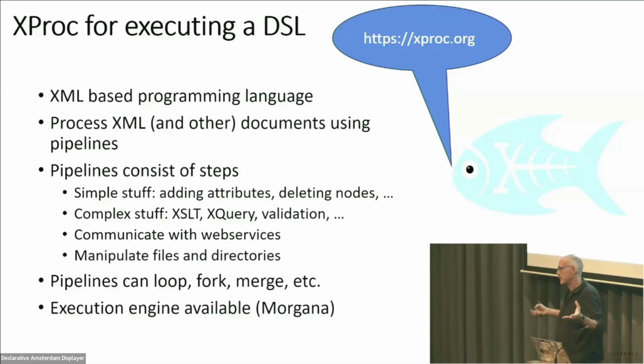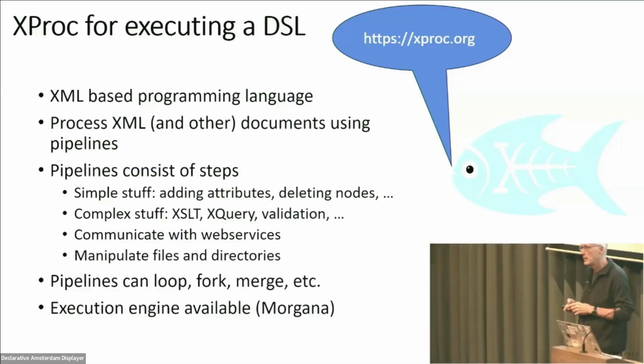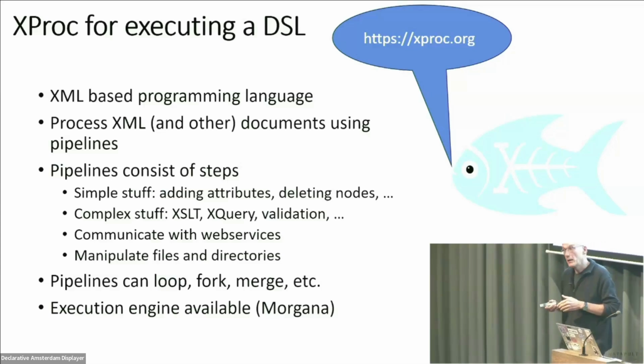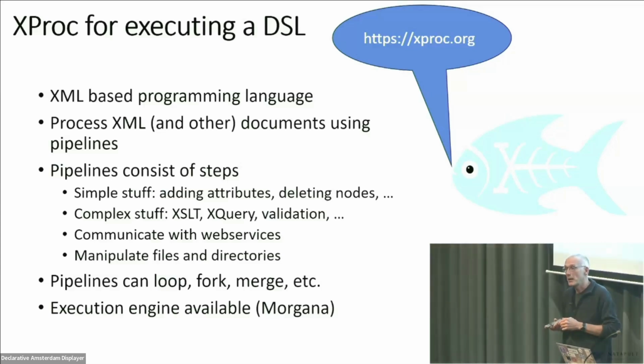A pipeline consists of steps. And you have all kinds of steps in XProc. For instance, you have simple stuff. If you have an XML document, you can work on the XML, like adding nodes, deleting nodes, whatever. But you also have complex steps, like validate this XML. It's just one instruction and it validates your XML. Or do the XIncludes, or XSLT. You can communicate with web services, also using steps. And very important for DSLs, you can manipulate files and directories.